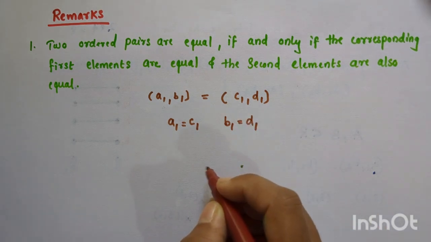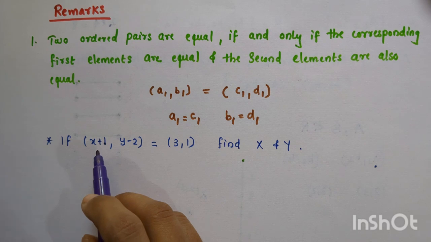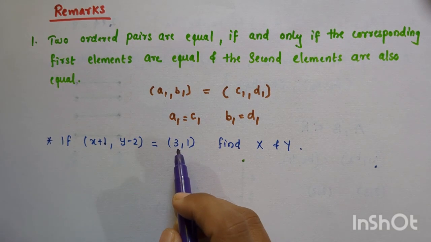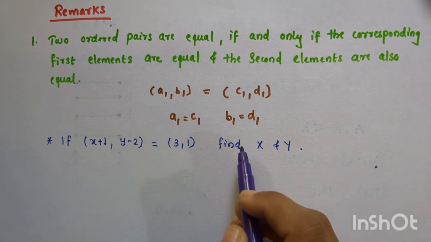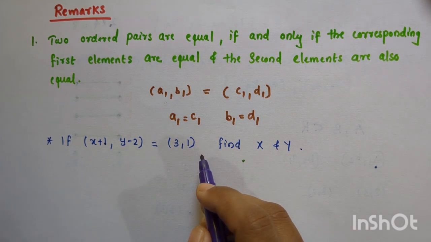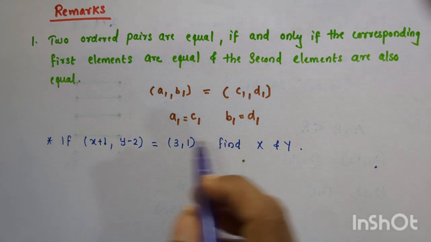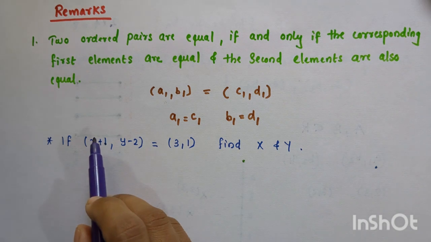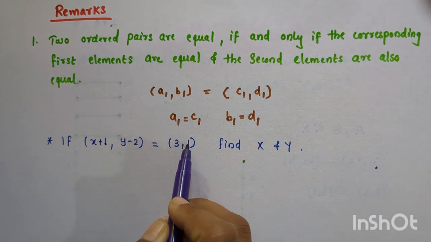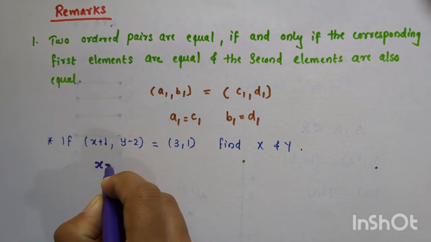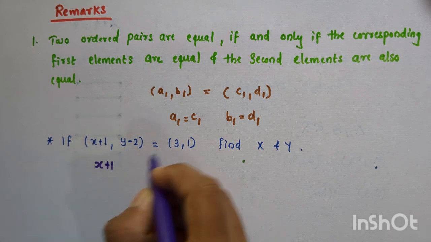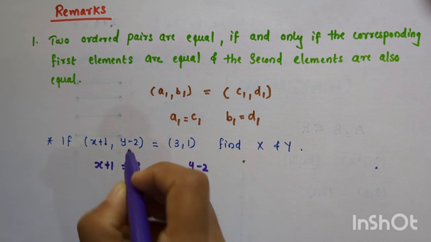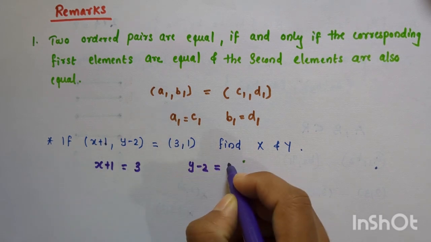Okay, let us do one example. If the ordered pair (x + 1, y - 2) is equal to another ordered pair (3, 1), then find the values of x and y. How can we find them? We said that two ordered pairs are equal if and only if their corresponding first elements are equal and their corresponding second elements are equal. That is, you can equate the first element in the first ordered pair with the first element in the second ordered pair. Similarly, you can equate the second elements.